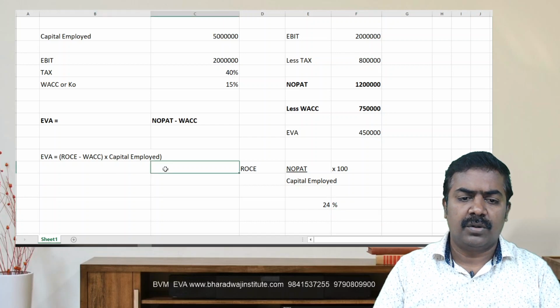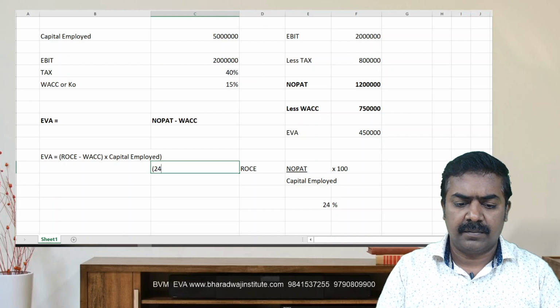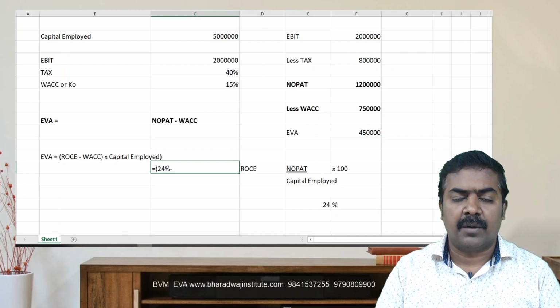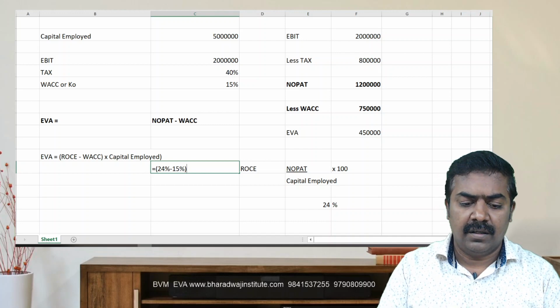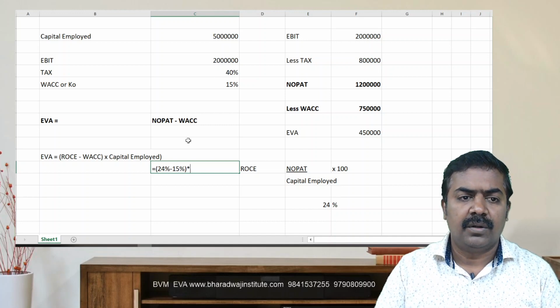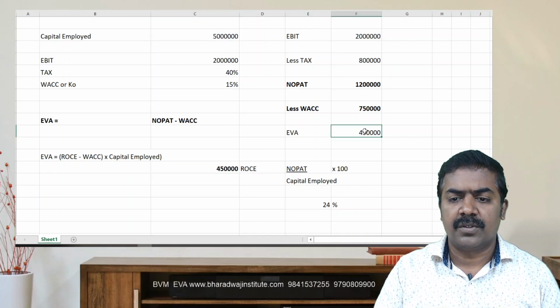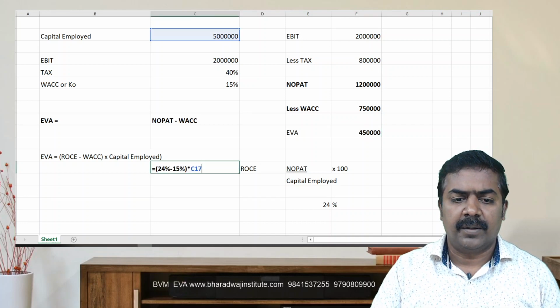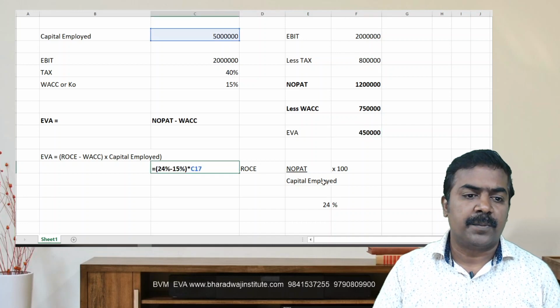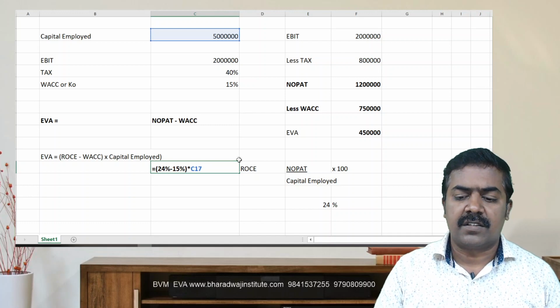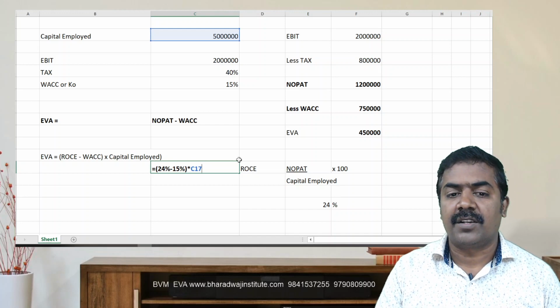So, now we can work out EVA is equal to 24% minus the weighted average cost of capital, 15%, into capital employed. You get the same 4,50,000. Okay. Return on capital employed is 24%. Cost of capital is 15%. So, difference is 9%. We make 9% surplus. So, 50 lakhs into 9%, you get how much?